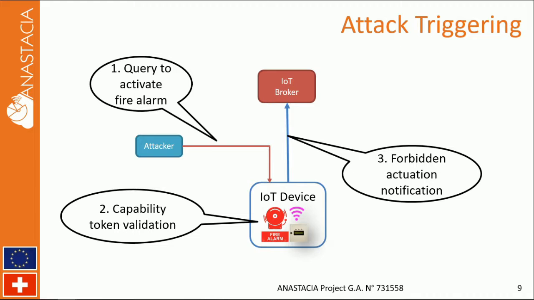So, the IoT device already has connectivity, and then the attacker tries to activate the fire alarm by sending a CoAP message. The IoT device performs a token validation. It detects a forbidden actuation and it notifies the issue to the IoT broker.